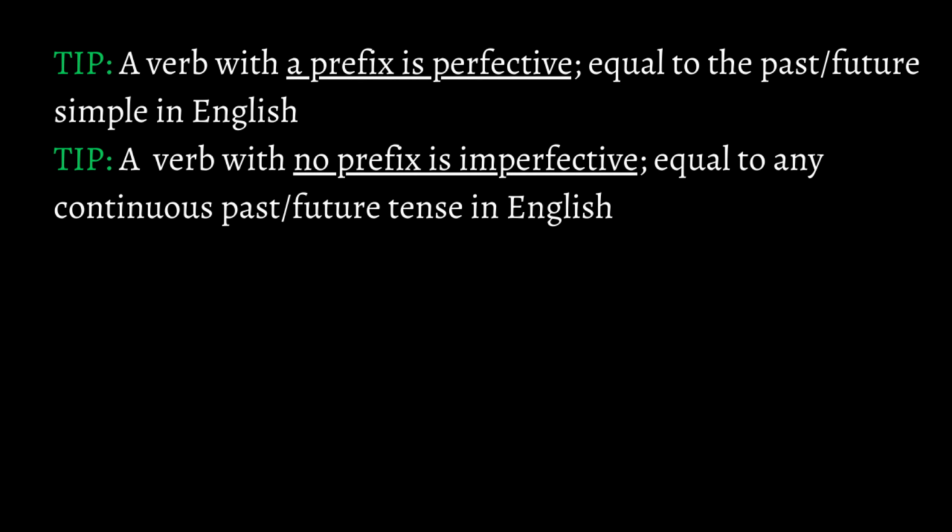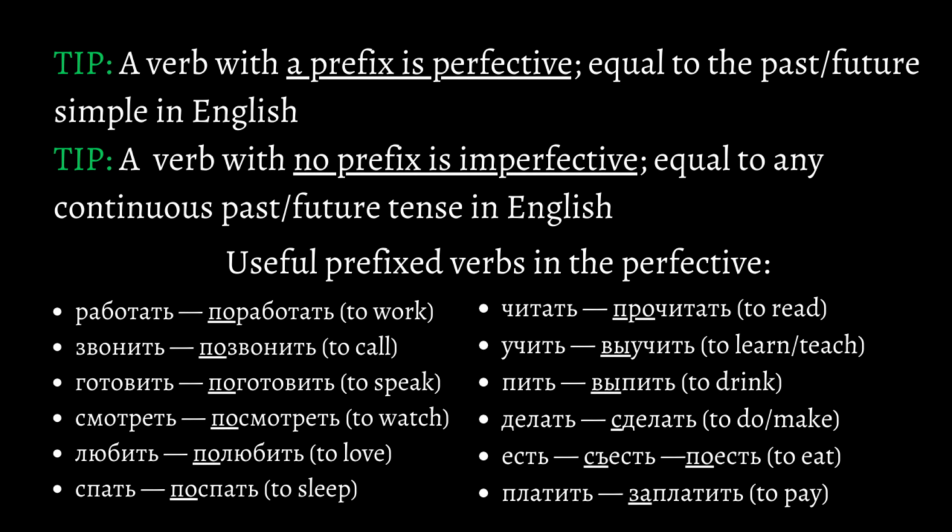Again, I will not go into the grammar of the past and future, but these are some useful verbs to know. Работать – поработать. Звонить – позвонить. Говорить – поговорить. Смотреть – посмотреть. Любить – полюбить. Спать – поспать. Читать – прочитать. This verb has the prefix pro. Учить – выучить. This one has the prefix вы. Пить – выпить. Делать – сделать. Есть – съесть, поесть. Платить – заплатить.